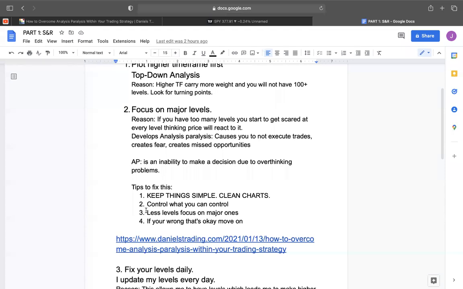And then number 4, if you're wrong, that's okay. Move on. Too many of you guys beat yourself up about being wrong on a trade or anything. Look, it happens. Move on to the next trade. If you're sized correctly, you will be all right, right?